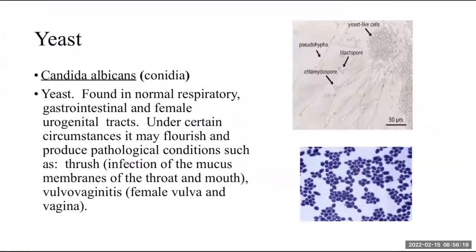So another type of yeast is called Candida albicans. And this one is found in normal, healthy gastrointestinal tracts, as well as the female urogenital tract. Under certain circumstances, it actually could produce pathological conditions if it grows too much. Sometimes if it gets into the mouth, it actually causes a condition called thrush. And it's an infection of the mucous membranes of the throat and the mouth. There's also vulvovaginitis, which is basically when the yeast becomes too numerous in the vulva and the vagina. So this is an example of the yeast that you see here. And you can see it has a lot of similarities to the actual baker's yeast.